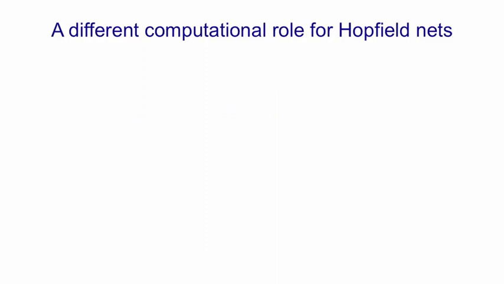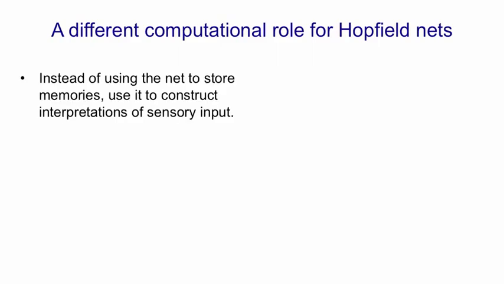Hopfield nets combine two ideas. The idea that you can find a local energy minimum by using a network of symmetrically connected binary threshold units, and the idea that these local energy minima might correspond to memories. There's a different way of using the ability to find local minima. Instead of using the net to store memories, we can use it to construct interpretations of the sensory input.